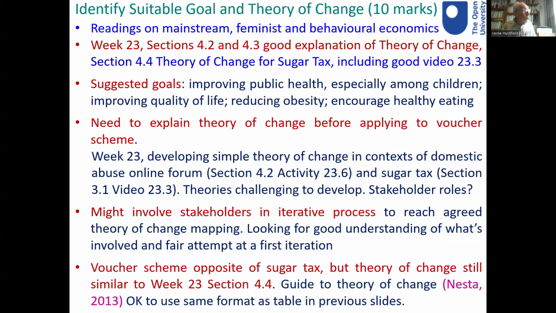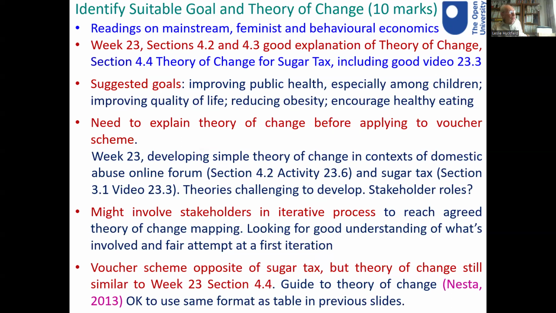Okay, back to where the marks are. First of all, you need to identify for your audience, when you're giving them a briefing on how to do an evaluation, what their goal might be. But the centerpiece of all of that, if you like, is first of all the theory of change and what that's based on. You won't be able to fully understand all of that until you do some of the readings on mainstream, feminist and behavioral economics. We don't expect you to repeat that word by word, but just to have a general understanding about where some of this is coming from. Week 23 has some interesting stuff on theory of change.